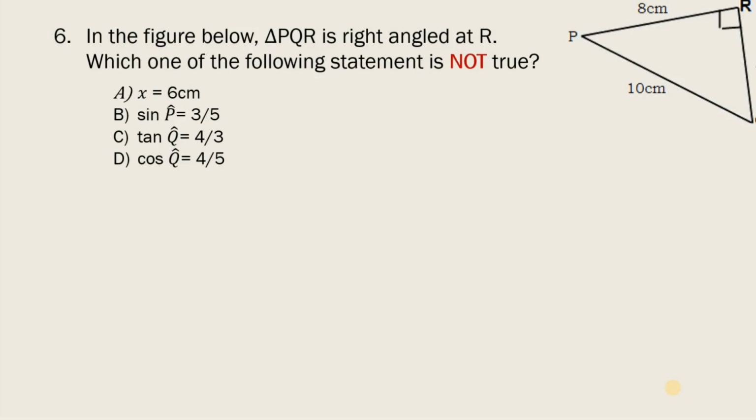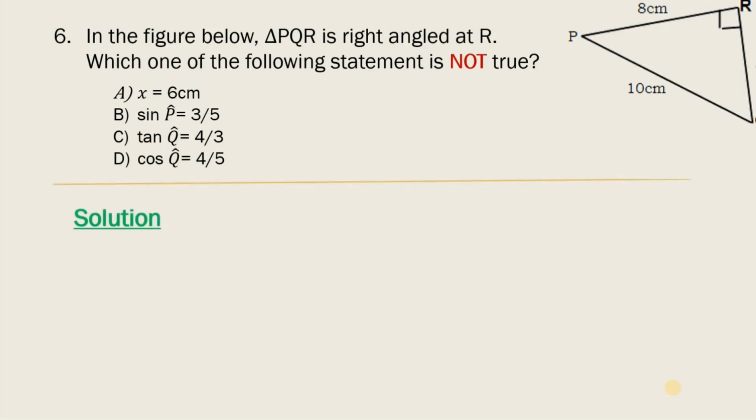Question 6. In the figure below, triangle PQR is right-angled at R. Which one of the following statements is not true? X equals 6, sin P equals 3/5, tan Q equals 4/3, cos Q equals 4/5. Pause the video whilst you work it out.